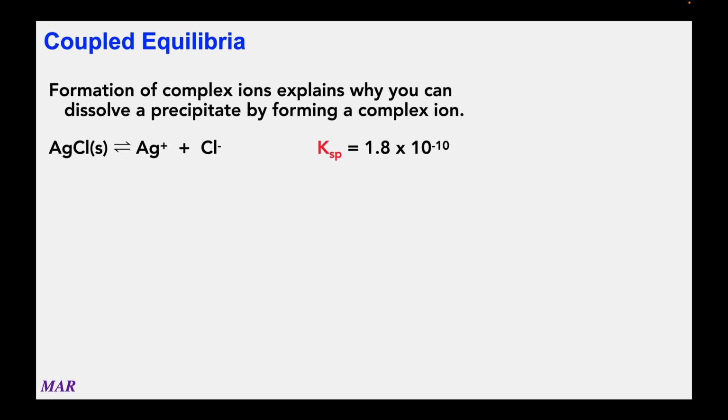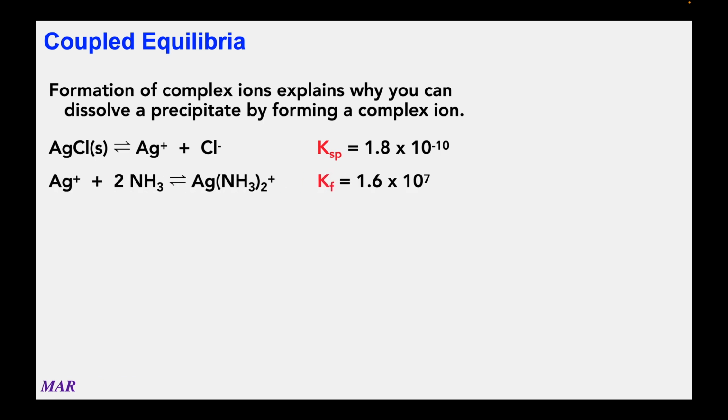Now, if you want to see exactly what's happening, here's the Ksp for silver chloride. And remember, for Ksp, the precipitate is the reactant, and the ions that go into it are the products. This Ksp is much less than 1, which means silver chloride solid is going to form really readily. No problem. You can combine this with the complex ion, the Ag(NH3)2 +.